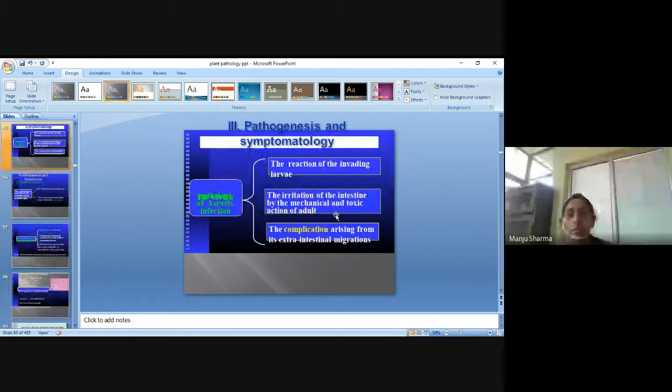Then the third thing is the pathogenesis and symptomatology. There is the reaction to the invading larva, then the irritation of the intestine by the mechanical and toxic action of adults, then the complications arising from extra-intestinal migrations.